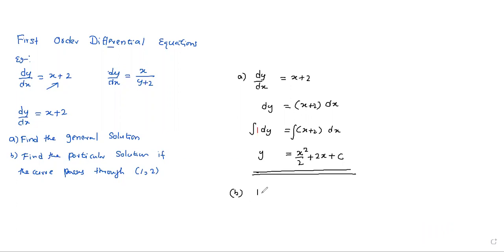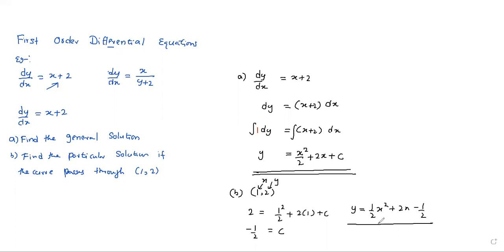So it's passing through (1, 2). That means when x equals 1, y equals 2. Therefore, 2 equals 1 squared over 2 plus 2 times 1 plus c. With that you get the answer: c would be minus half. Therefore you can find the particular solution: y equals 1 over 2 x squared plus 2x minus 1 over 2, which would be the final answer. That's a way of getting this answer.